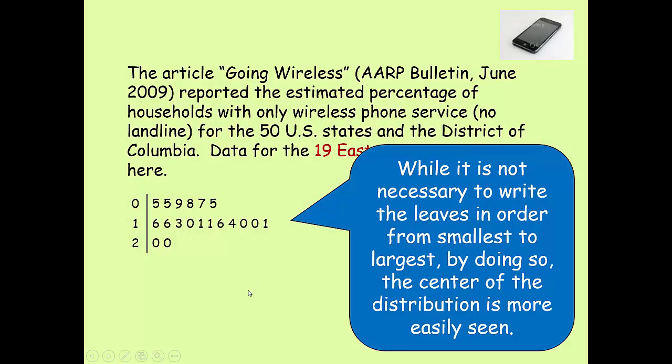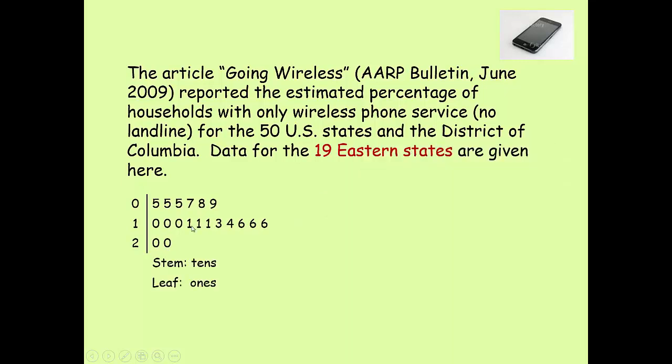Certainly it's not necessary to write these in order from smallest to largest, but by doing so, the center of the distribution is certainly easier to see. So meaning I go back and I put these in order. And then don't forget, you need to list what this means, where in this case my stem is my 10s and my leaf is my 1s.